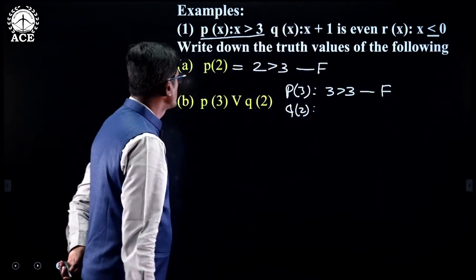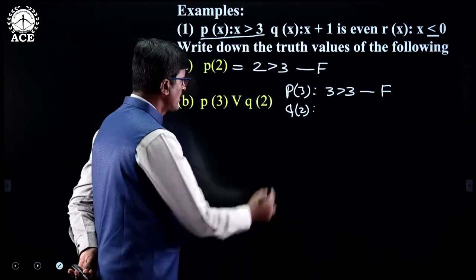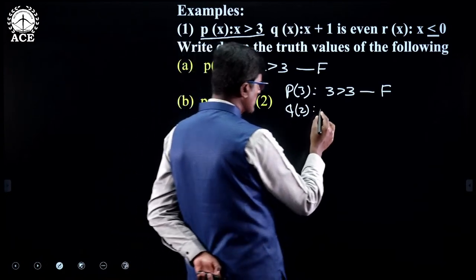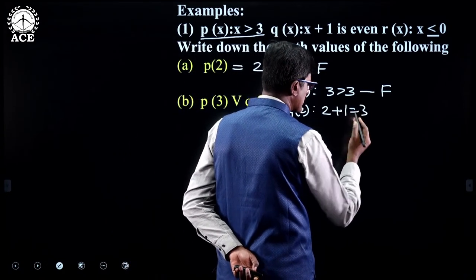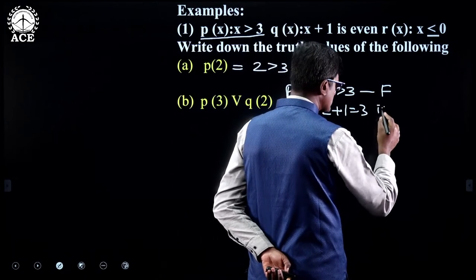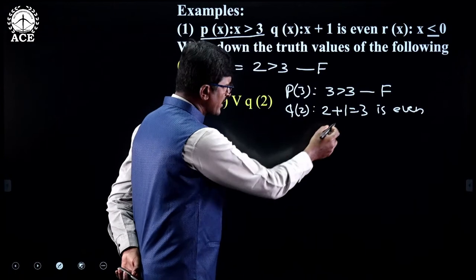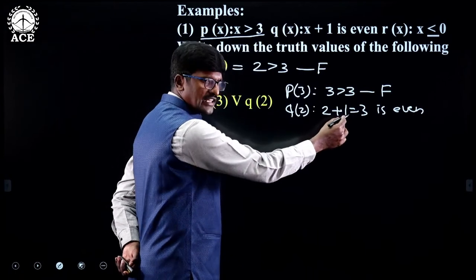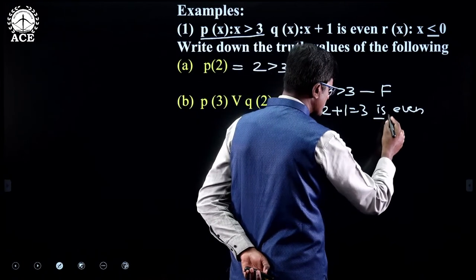Next one is Q of 2. This is Q of X, X plus 1 is even. When we replace X with 2, then you will be getting 2 plus 1. 2 plus 1 is nothing but 3. Is 3 even? Is it true or false? 3 is not an even number. 3 is an odd number. So the truth value of this is false.